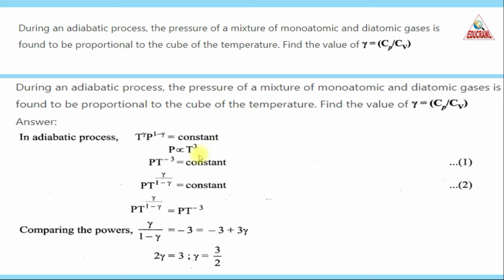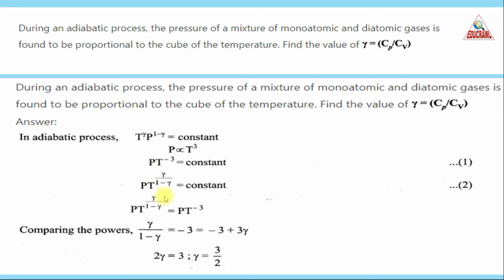Here it is given that the pressure is directly proportional to the cube of the temperature. So pressure is directly proportional to T cube. So T cube you take to this side of the equation, it becomes T power minus 3. So here the equation becomes P into T power minus 3 is equal to constant. Before, the equation we have is P into T power gamma divided by 1 minus gamma is a constant. So in these two equations, equation 1 and 2, the RHS is the same constant, so you can equate the LHS.